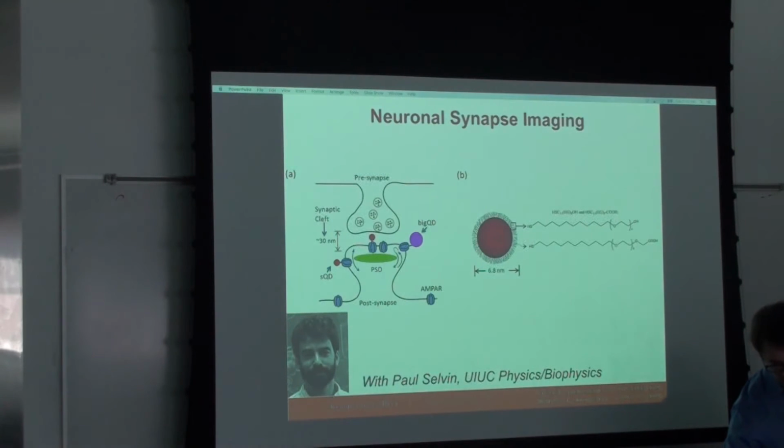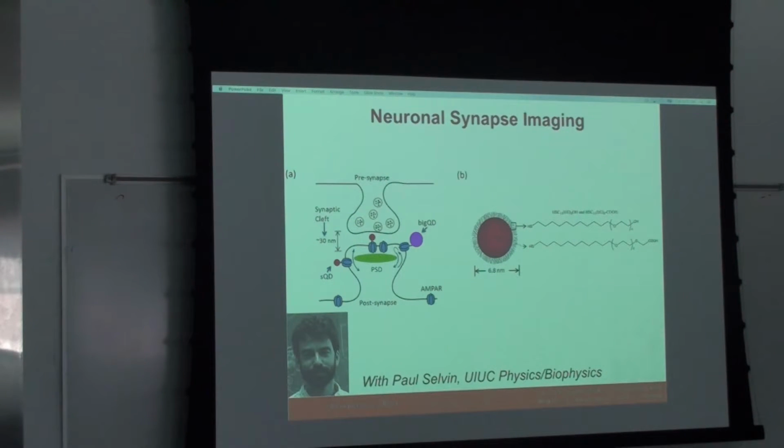One thing that was just released with our group and Paul Selvin's group was understanding neuronal synapse biology. The neuronal synapse is a connection between two neurons that's the fundamental unit of communication in the brain. In the brain you have many, many billions of these that form the basic unit of learning, memory, and cognition.